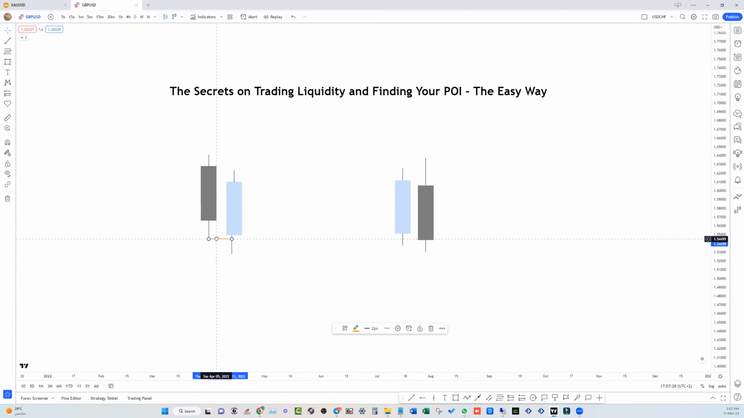So let's go right now to the real market. I will just reset this chart. Okay, so this is Great Britain US dollar, this is gold.